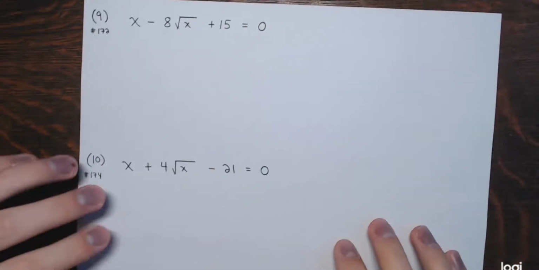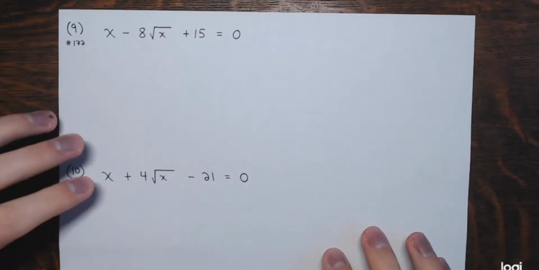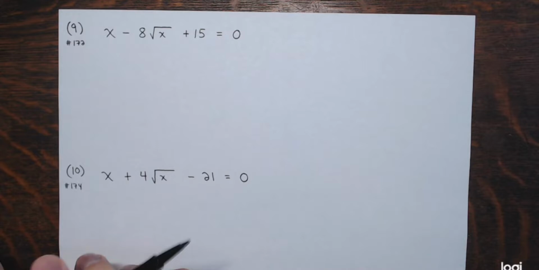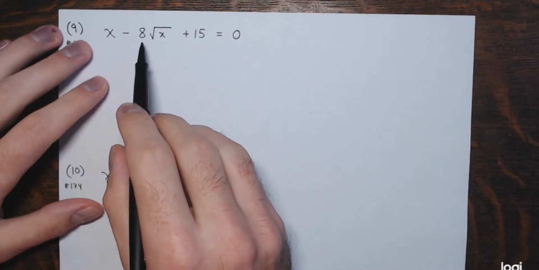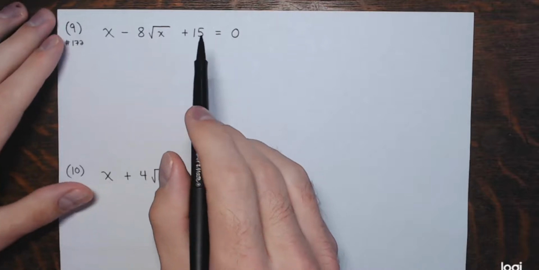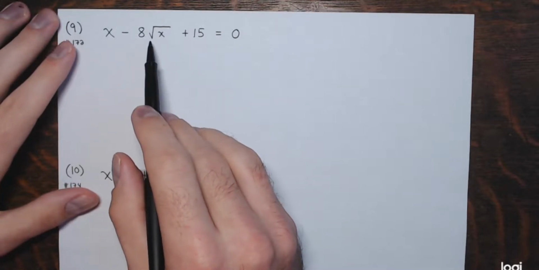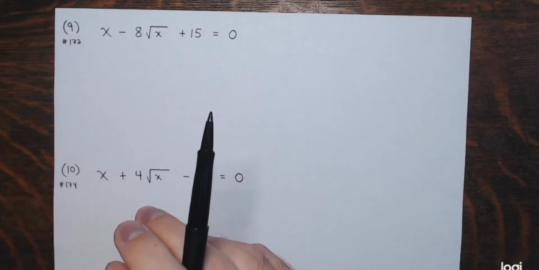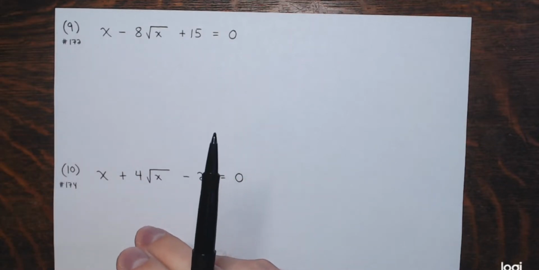Alright, so question 9. We're going to make use of the fact, now this is a radical equation, right? Now you've seen in previous videos, hopefully previous lessons, how to solve a radical equation, right? You isolate the radical term, undo the radical. So, I could do this that way, right?